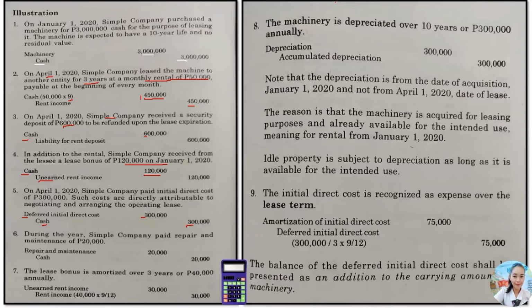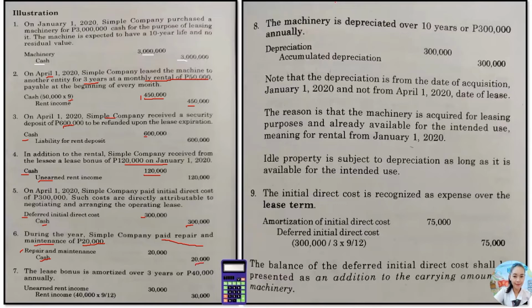Next is during the year, Simple Company paid for repair and maintenance of 20,000. So it records a debit to repair and maintenance of 20,000, and then since it paid cash, credit cash 20,000.